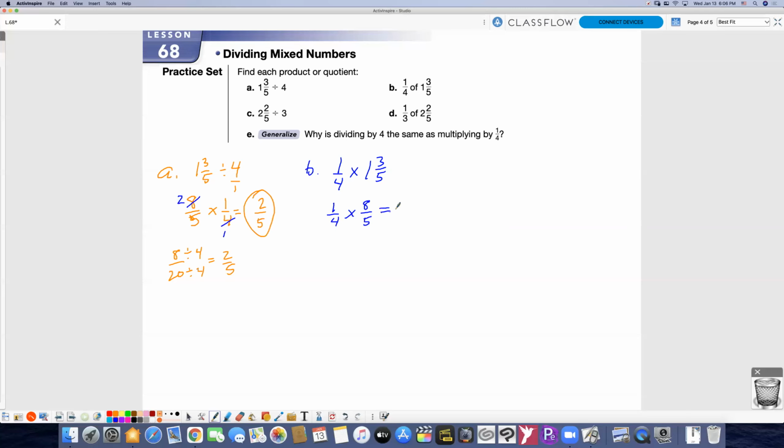And we can see that we could reduce right away off the bat here. I see this 8 in the numerator and this 4 in the denominator can reduce, because it would be just like saying 8 divided by 4. And I'd end up with, in this case, 2 and 1 again. And I'd still end up with the same answer here. So this would be 2/5 also for letter B. All right, letter C.